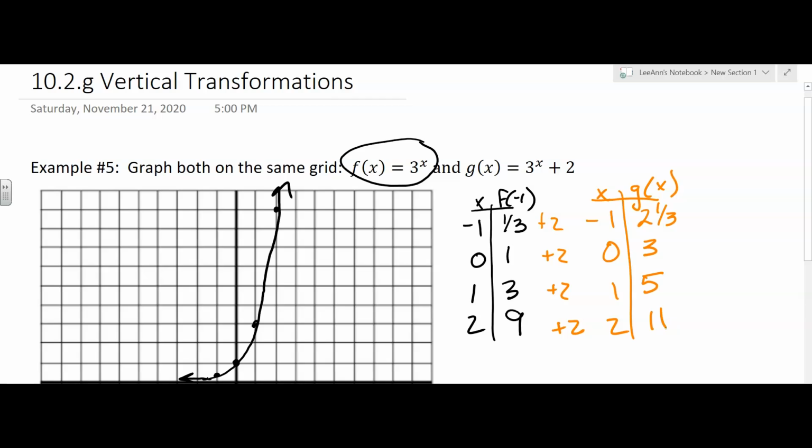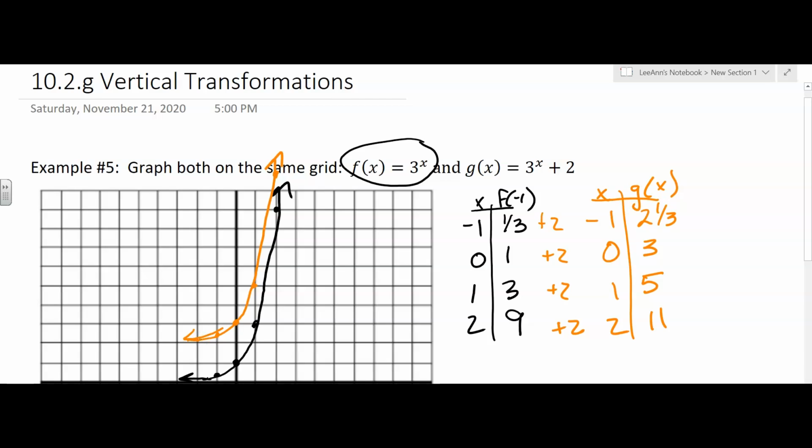All right, now let's graph those. So -1, and it's going to be up 1, 2 1/3, like maybe right there. 0, 3, 1, 2, 3, 1, 5, and then 2, 11, which is going to be up there, kind of off the grid. And it looks kind of like that.